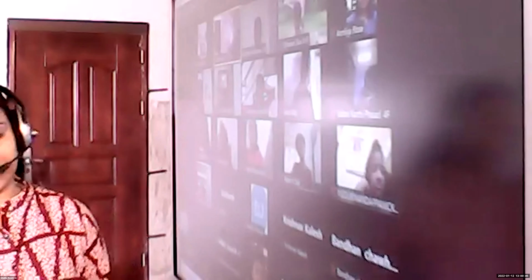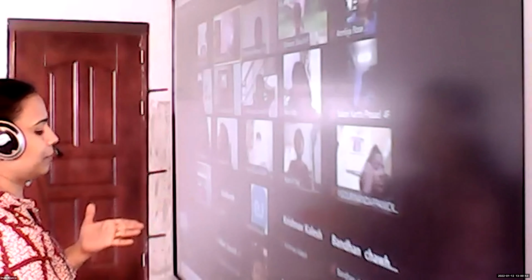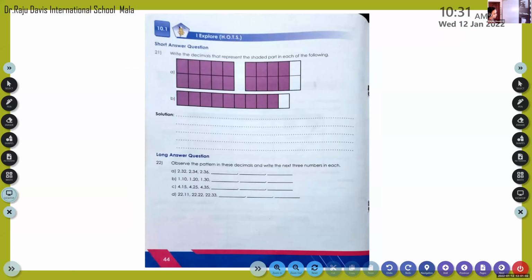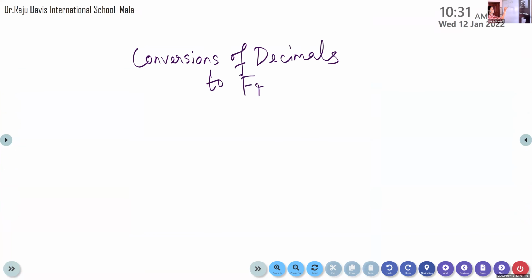Okay. Today, children, we are going to learn how to convert decimals to fractions, the opposite. From a decimal, how can we write the fraction? Listen carefully, children. Conversion of decimals to fractions. Yesterday we learned fraction to decimal. Today we are going to learn decimal to fraction. So we will do one example.